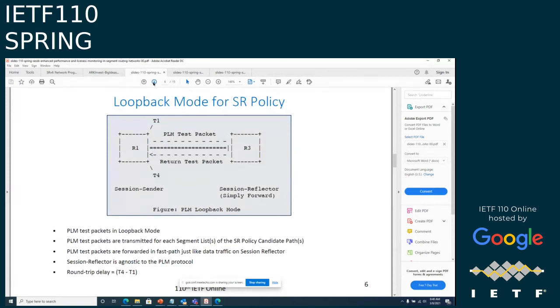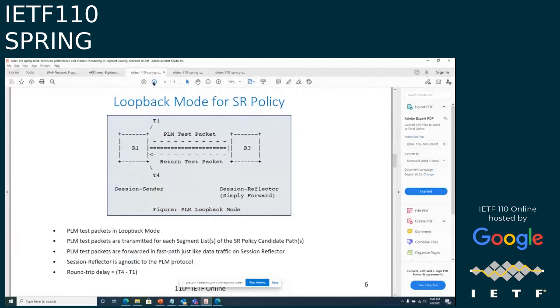So our loopback mode is defined for SR policy as a test packet carrying the forward and reverse path. In case of SR policy, for each segment list of the SR policy, a test packet is sent with the segment list.